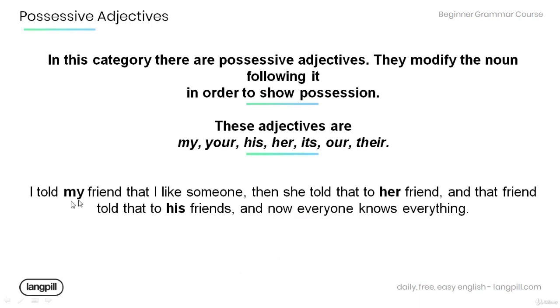Note that the possessive adjective my modifies the noun friend, and it comes before the noun it modifies. And the possessive adjective her modifies the noun following it, which is friend. And his modifies the noun friend.